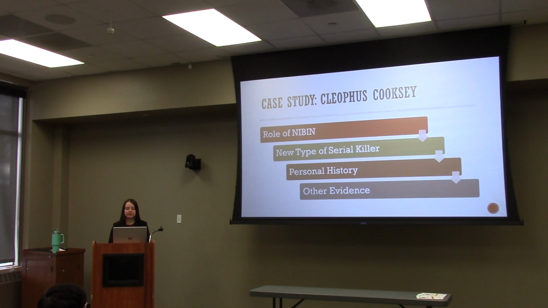Before his murder spree, Cooksey spent 16 years in prison for manslaughter and armed robbery. He was released in July of 2017, although he had over 20 disciplinary infractions during his sentence. Some of these included assault of prison staff, fighting, and disorderly conduct.